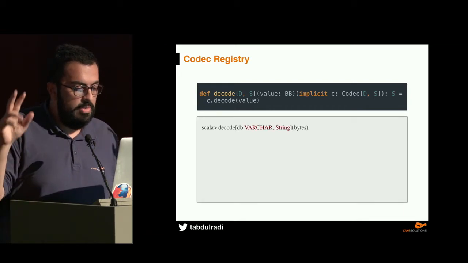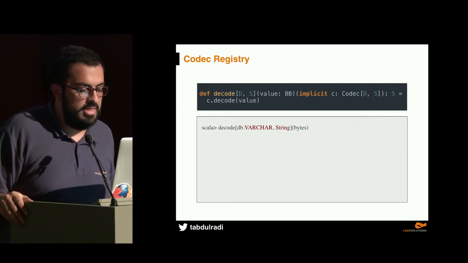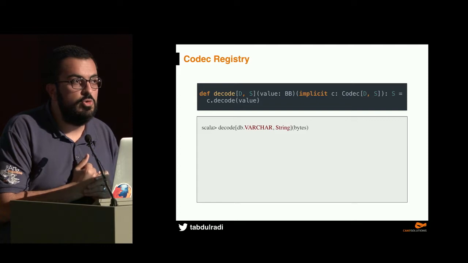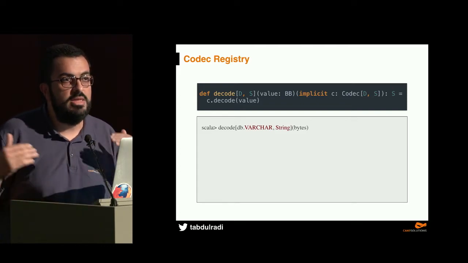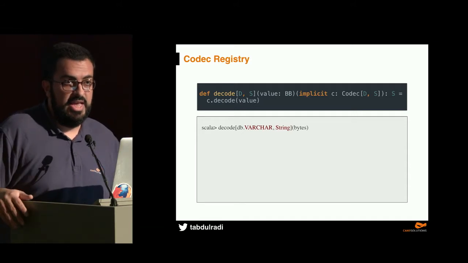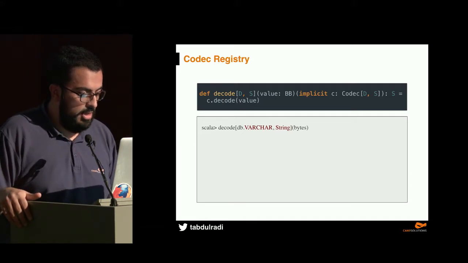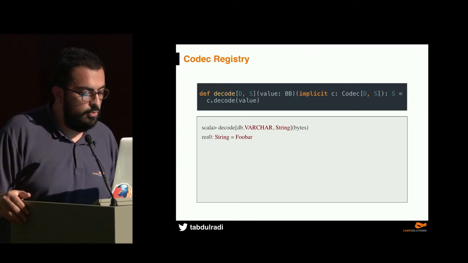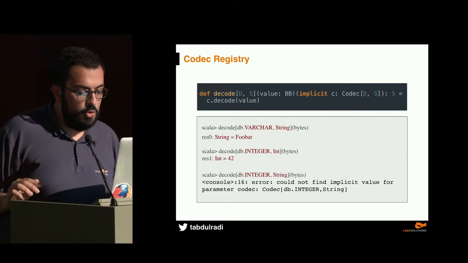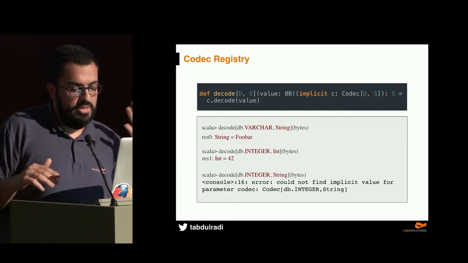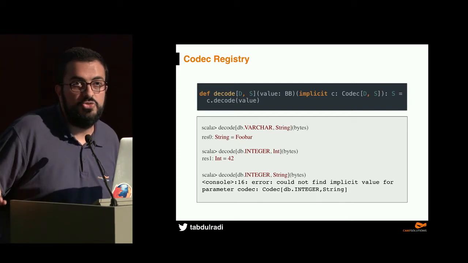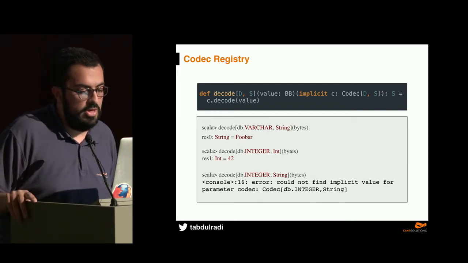So we send it varchar and string: do you have this instance? The Scala compiler will say, let me see. It will search in specific places in the code base. Do we have an instance for codec that's defined for those two types? Yes, we know, it's in the previous slide. It returns foobar, and integer and int works. But if you write a wrong combination, integer and string, it's going to fail and tell you, hey, there is no such instance, it's not written. So you can't do that.